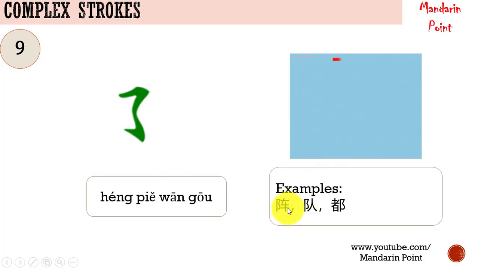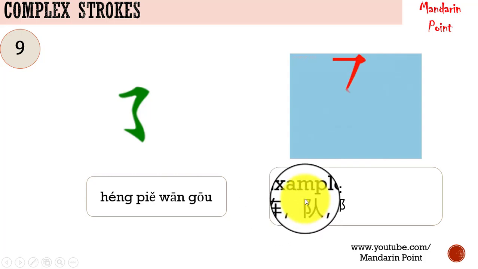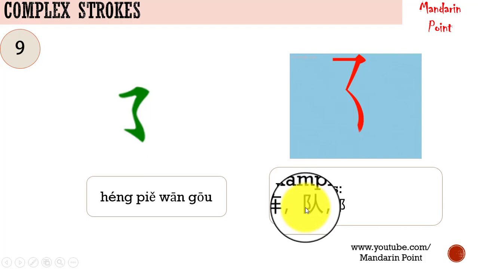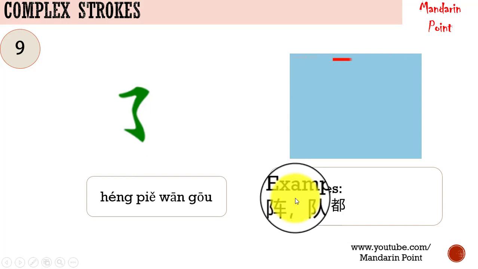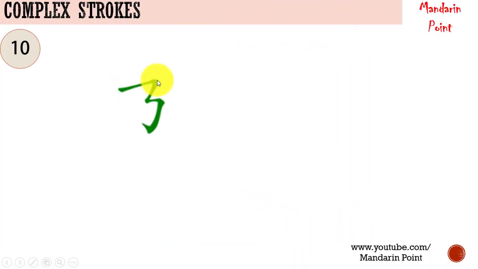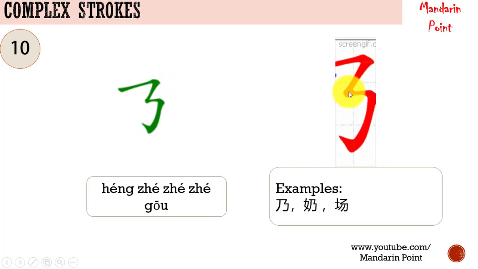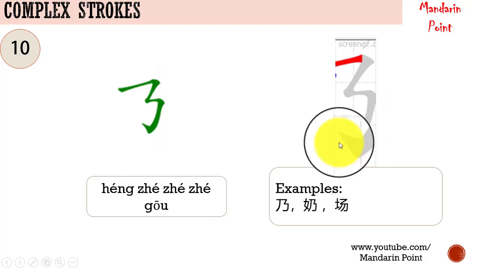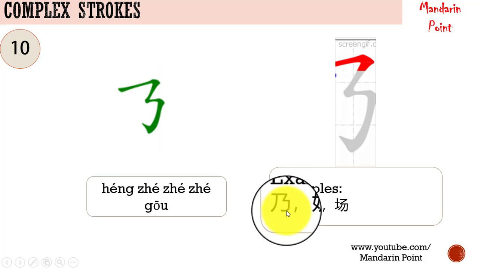Okay, hang pie one go. The next one: horizontal stroke, sharp turn, and then turn with a hook at the end. Hang zhi zhi zhi guo, hang zhi zhi zhi guo.